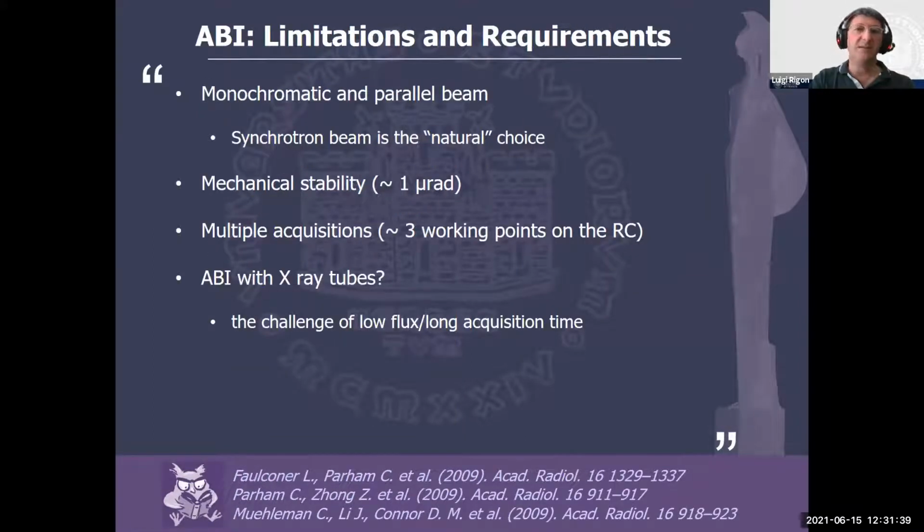Of course, this technique also gives spectacular images, but basically requires a monochromatic and parallel beam. So it has been performed basically only at synchrotrons. There were some attempts to translate this to X-ray tubes. Here I put some reference. But the challenge is that if you move to a low coherent source like an X-ray tube, you really have low flux. And so you have too long exposure time, acquisition time, and it gets impractical.